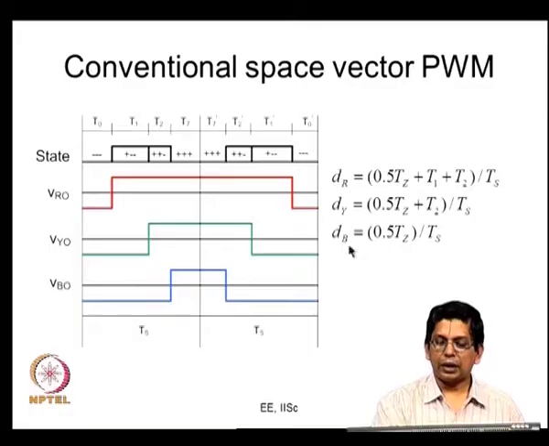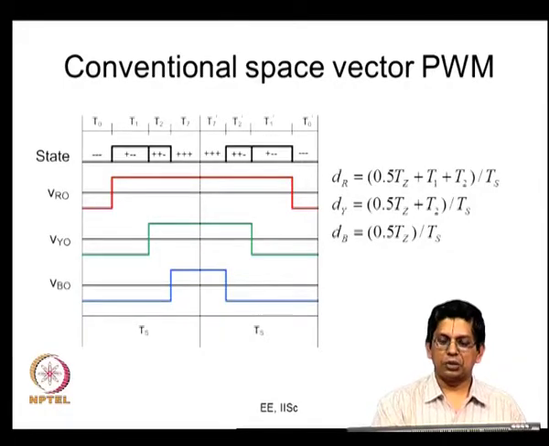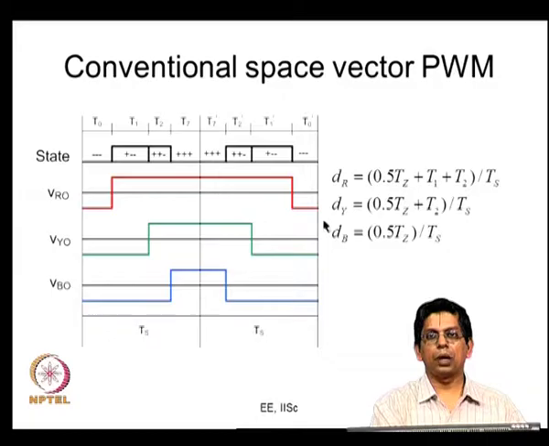If you can come up with your 3 phase duty ratios over a sector, it is the same as arriving at the duty ratio of every phase over an entire cycle, because the sequences are going to be used symmetrically in the 6 sectors. So, from the space vector point of view, this is how the duty ratios can be evaluated.